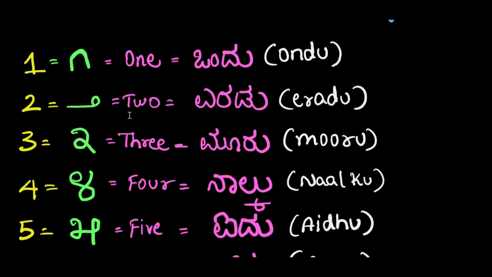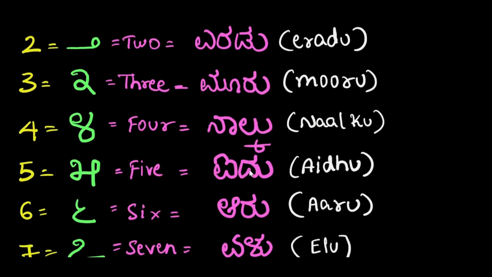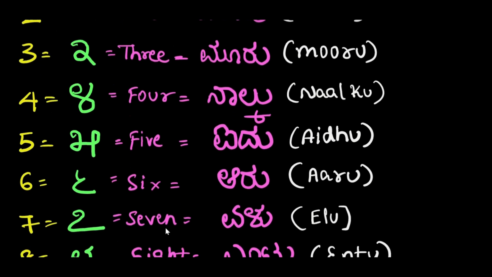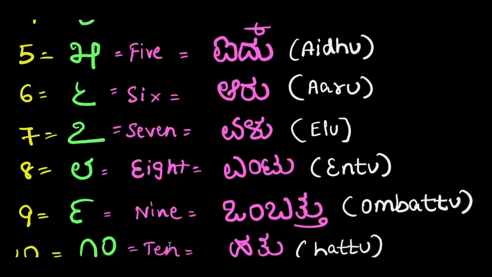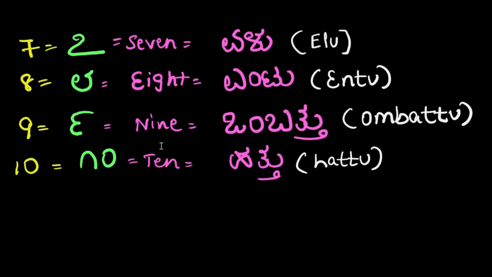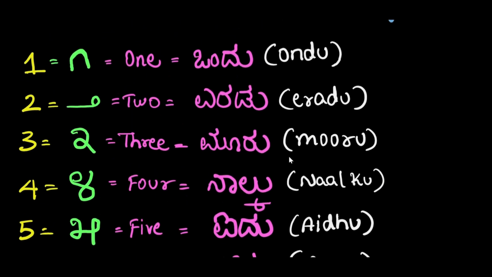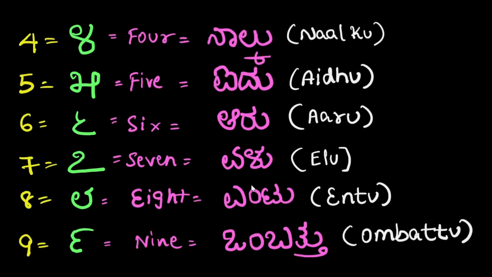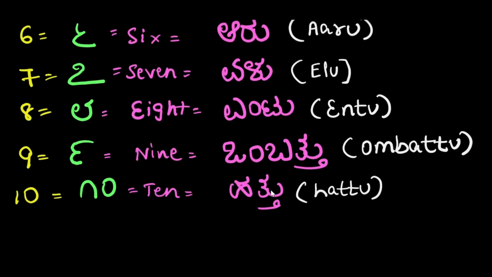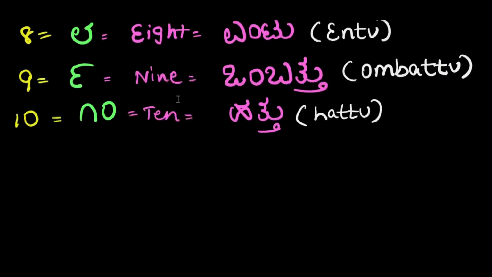Let us repeat from the beginning. So 1, Ondu, 2, Eradu, 3, Mooru, 4, 5, 6, 7, 8, 9, 10. Let me repeat Kannada only at once. Ondu, Eradu, Mooru, Nalku, Aidu, Aru, Elu, Entu, Ombattu, Hattu. Very simple. If you practice just for 4-5 times, you'll be able to do it.